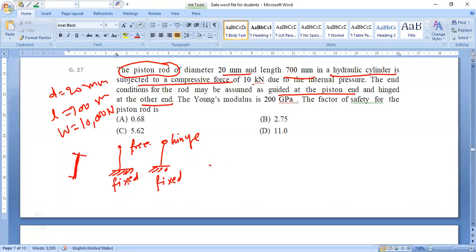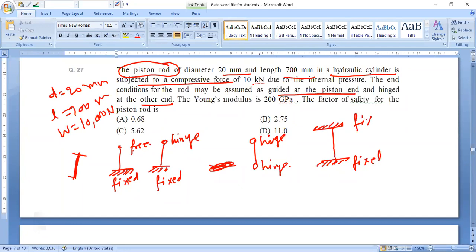And one more condition is there, in which both the ends are hinged, a hinge here also and a hinge here also. And one more condition: both ends are fixed. You must have read these conditions in column theory. So remember the four conditions, they are very useful: fixed-free, fixed-hinged, hinged-hinged, fixed-fixed.